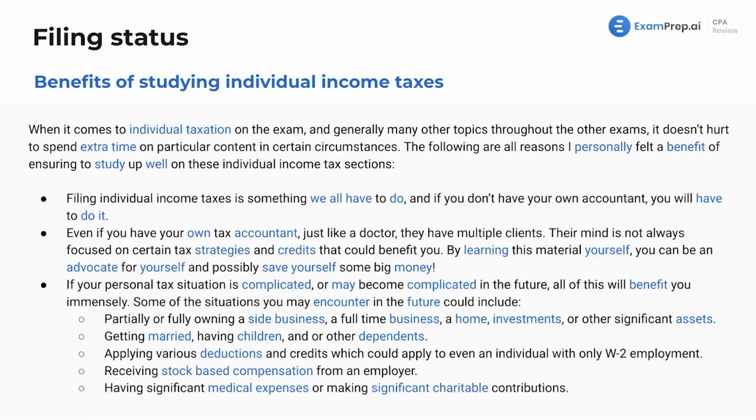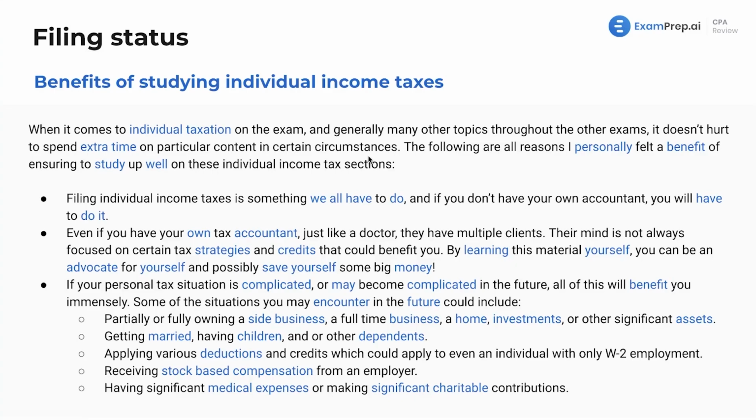What are the benefits of studying individual income taxes? This is not specific to this lesson. This is something that I'll bring up throughout all of our mostly individual income tax lessons, obviously, as that's what we're dealing with here. But really, what's the goal throughout all of this? It's to get you to pass the exam. But if you've learned some things to benefit yourself, whether it's for your own tax situation or in business law or anything like that, then I've done extra of my job, right? When it comes to all this individual income tax stuff on the exam, and generally other topics throughout the exam, it doesn't hurt to spend extra time on particular content in certain circumstances.